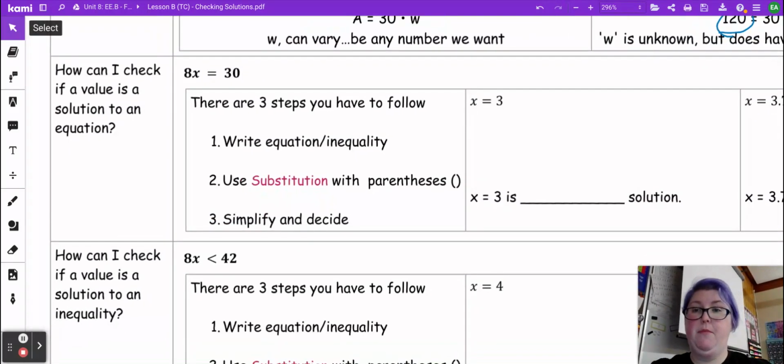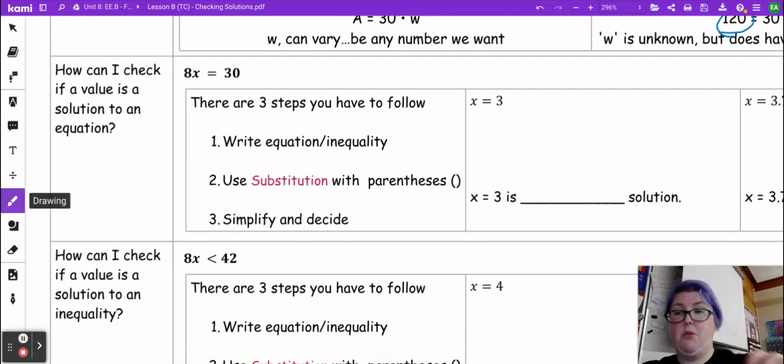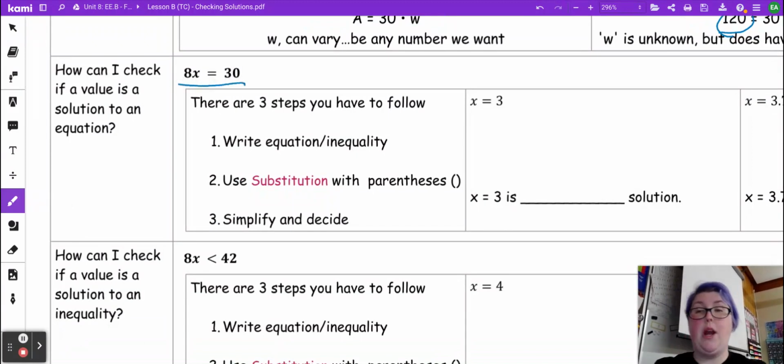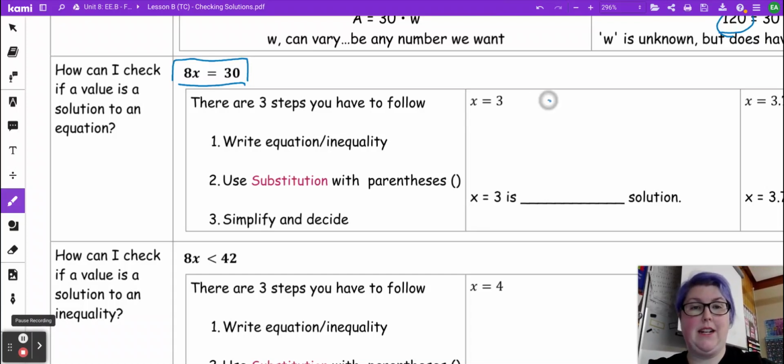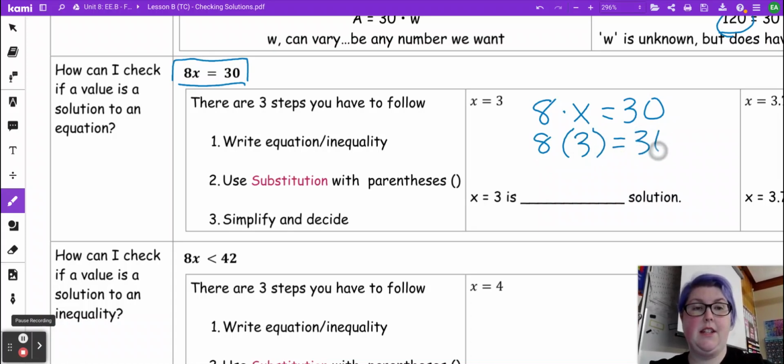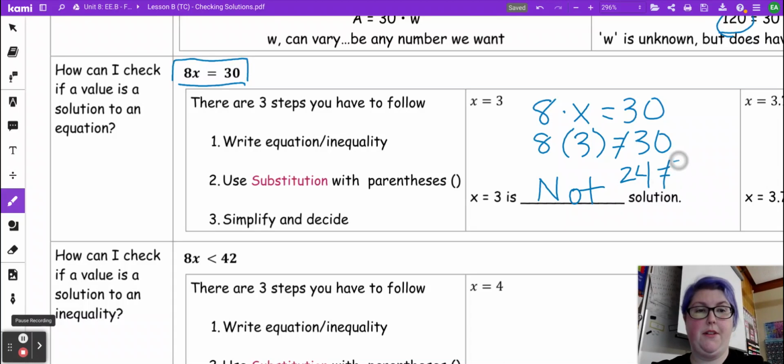All right, so we have 8x equals 30. This is an equation. X is one number. Is x equals 3 a solution? We don't know. So number one, let's write down 8 times x, because remember, when you have the 8 and the x together, that means multiplication, equals 30. Then we are going to substitute with parentheses. So when x equals 3, does 8x equal 30? And it is not a solution. So 24 does not equal 30.